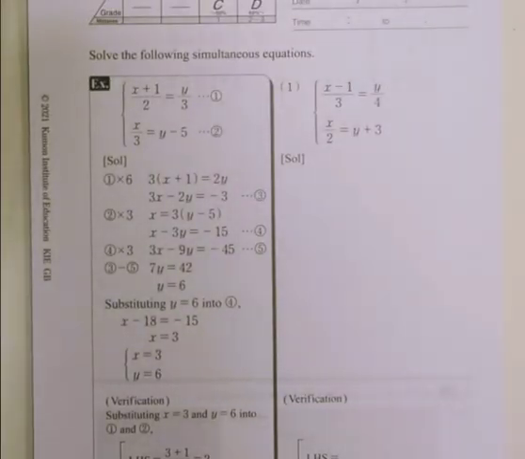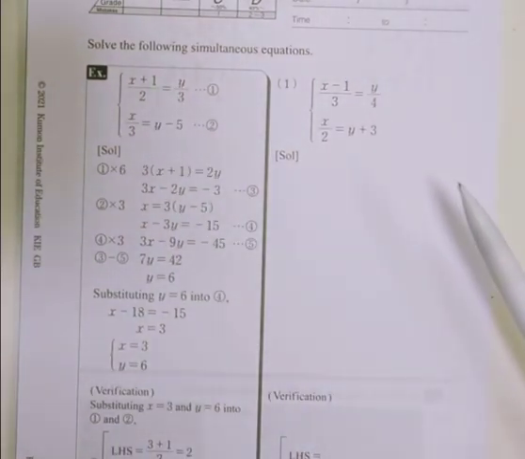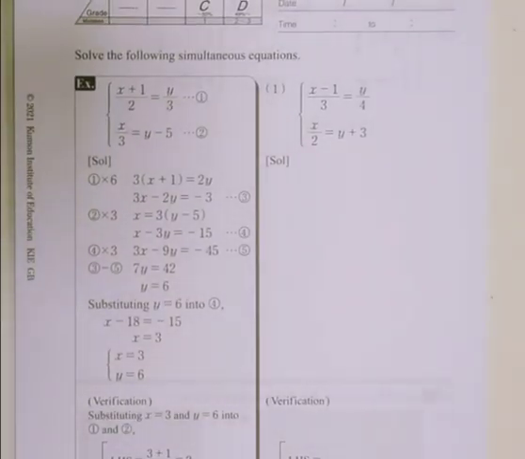H51 simultaneous equations with two variables. Now the difficult part for these questions is that we have fractions involved. So in algebra, we do not like fractions, so we need to get rid of them. How do we get rid of fractions? We multiply by the LCM.